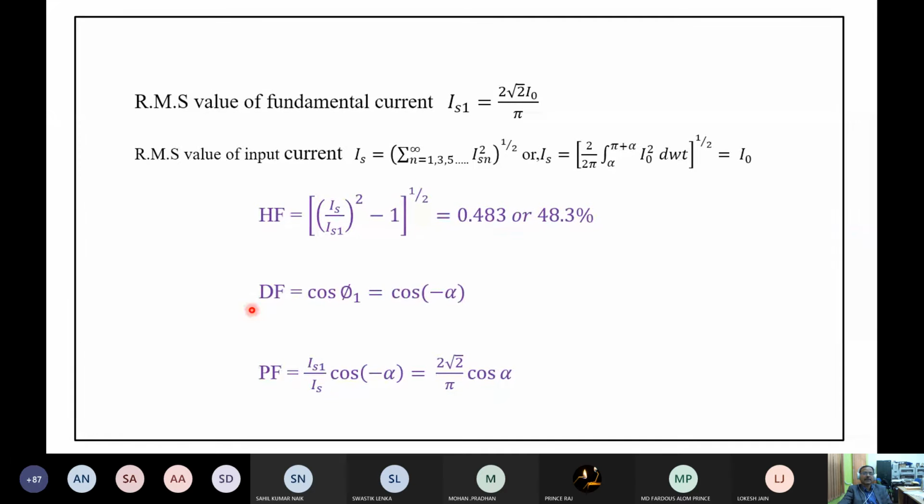So harmonic factor, using that formula, is 48.3%. Displacement factor is the cosine of the angle between the fundamental input voltage and the fundamental input current. And input power factor is distortion factor into displacement factor. It's 2 root 2 by pi cos alpha.